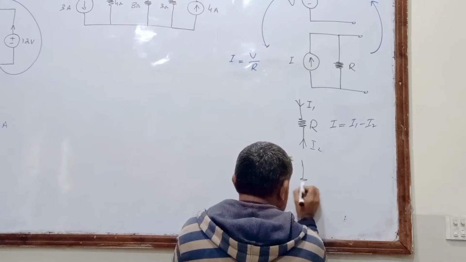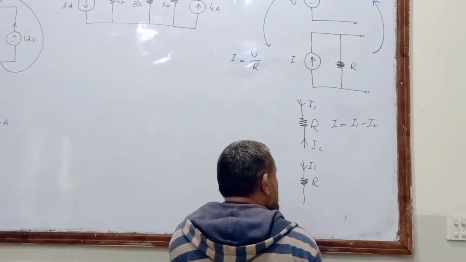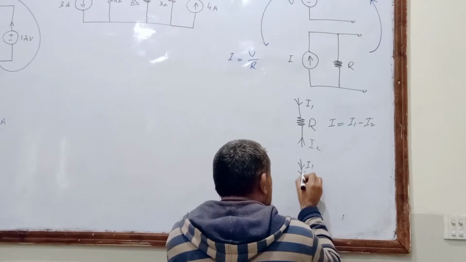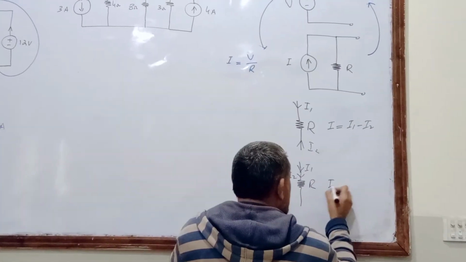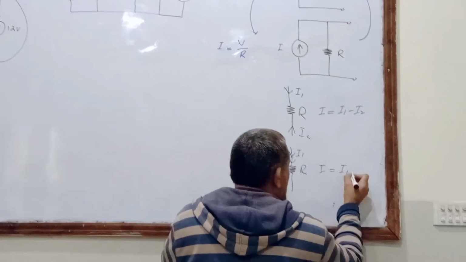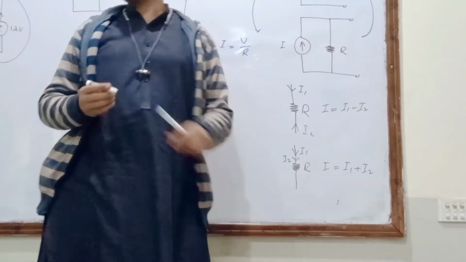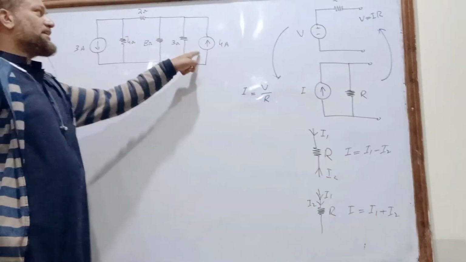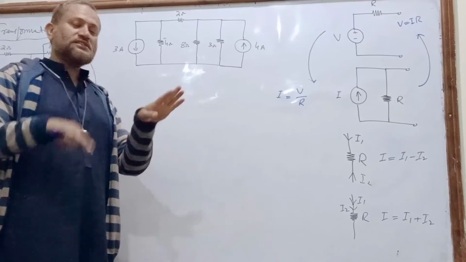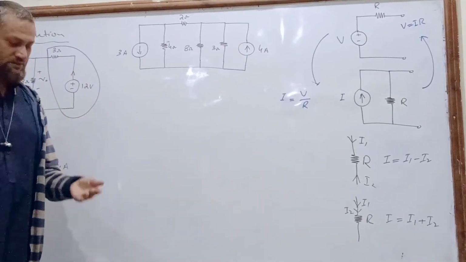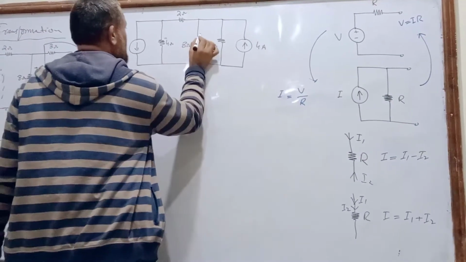And how about this one? Current I1 is flowing in this direction, and I2 is also flowing in the same direction. The net or resultant current will be I1 plus I2. So what does it mean? The direction of the current matters. So over here the current direction matters, because when one is downward and one is upward, it will be something like a difference. Understand my point?